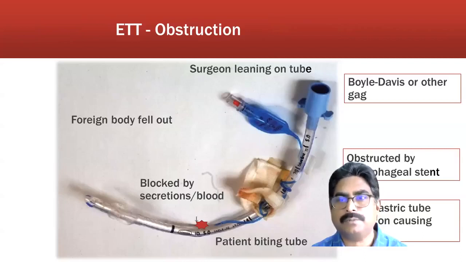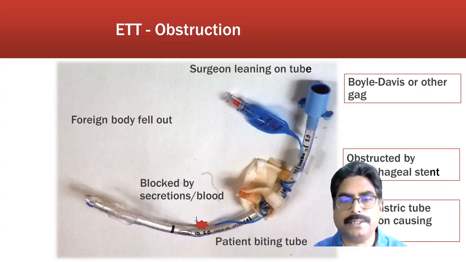So the surgeon may be leaning on the endotracheal tube causing obstruction. Boyle-Davis mouth gag may be causing obstruction, or any foreign body obstructing the endotracheal tube, secretions, blood, or anything. Patient may be biting the endotracheal tube, or your gastric tube may be causing obstruction of the endotracheal tube, or an esophageal stent may be obstructing the endotracheal tube.